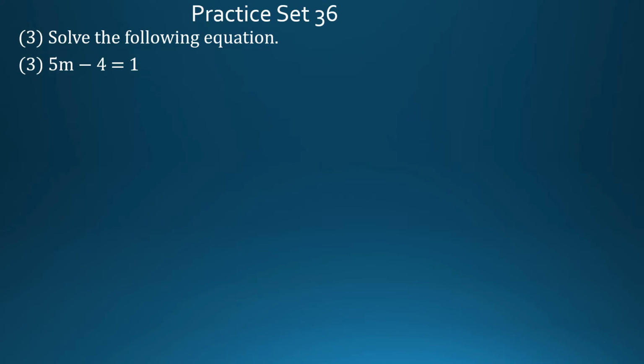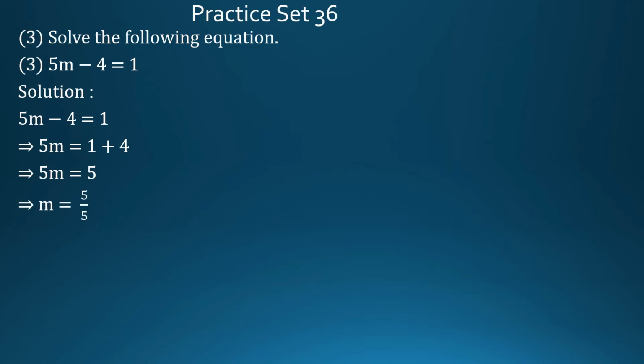Third sum of the third question, 5m minus 4 is equal to 1. Solution: 5m minus 4 is equal to 1. So 5m is equal to 1 plus 4. We want to find out the value of m. So we have 5m is equal to 5. m is equal to 5 divided by 5. Therefore, we get the value of m as 1. So m is equal to 1 is the value of m.